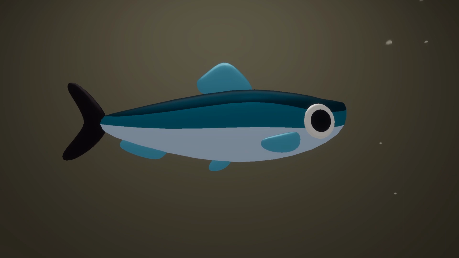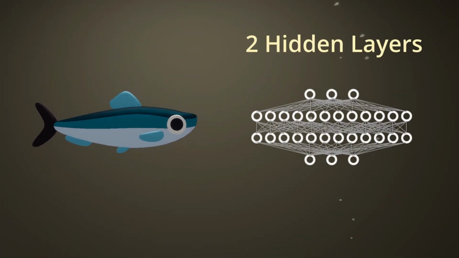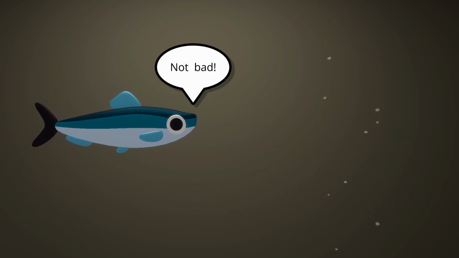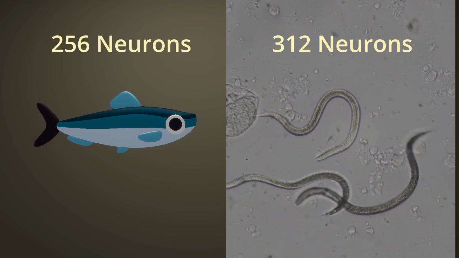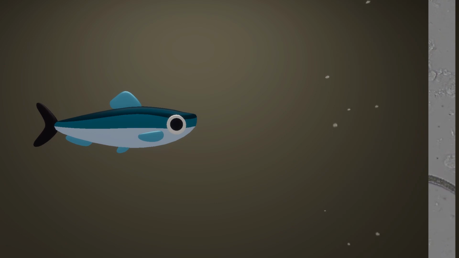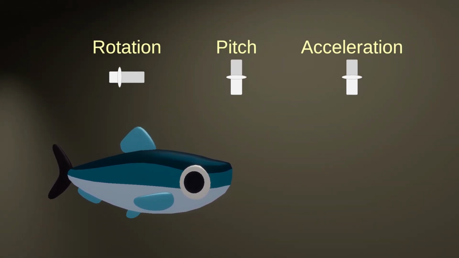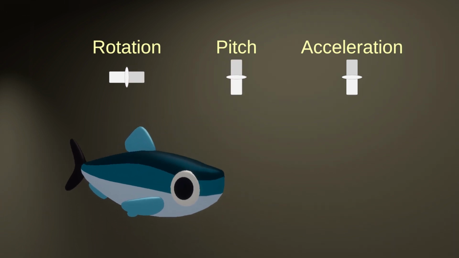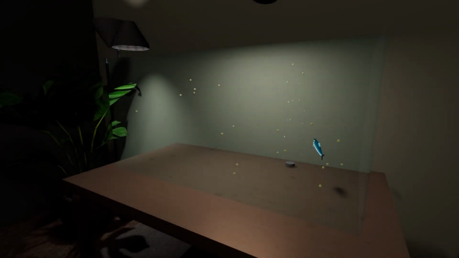Let's familiarize ourselves with how Arti is structured. Arti is controlled by a two-layer neural network consisting of 256 neurons. For comparison, nematode worms have 312 neurons, which are sufficient to carry out all of their life functions. Arti has three control elements connected to the neural network: the ability to turn left and right, the ability to tilt the body up and down, the ability to move forward or backward. These elements are sufficient to control the fish in space.